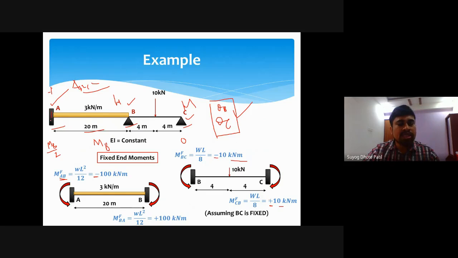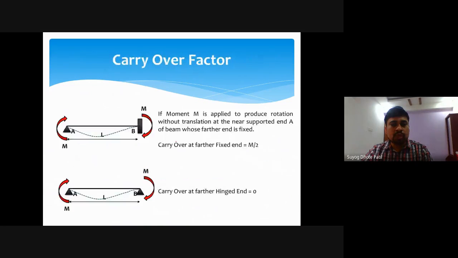Whatever moment is present here, its effect is transferred towards the fixed support. But where there is a hinge support, rotation is possible, moment is not. At a hinge support the moment is 0, so that's why there is no carryover in the case of a hinge support. Whatever moment is present here will be balanced by taking half of its effect over the fixed support and zero effect towards the hinge support. Remember that.